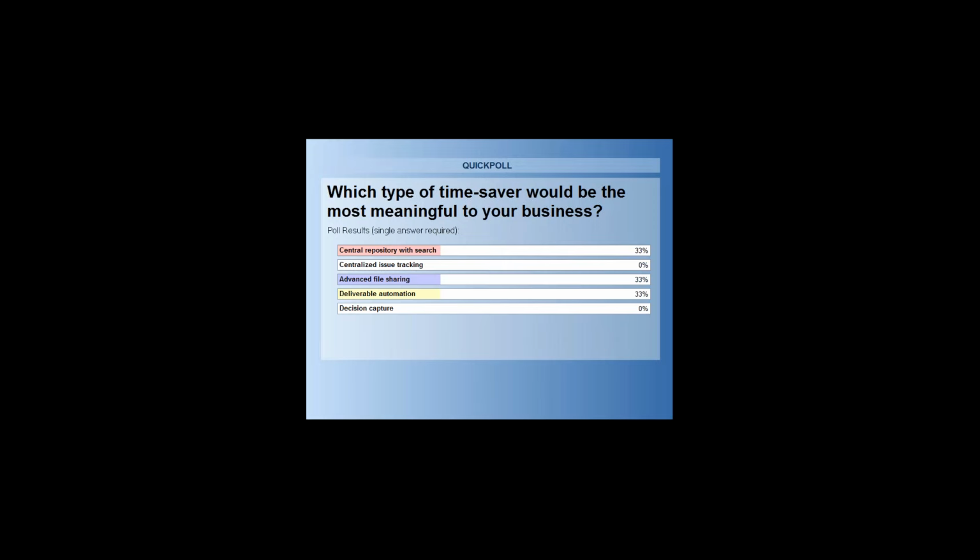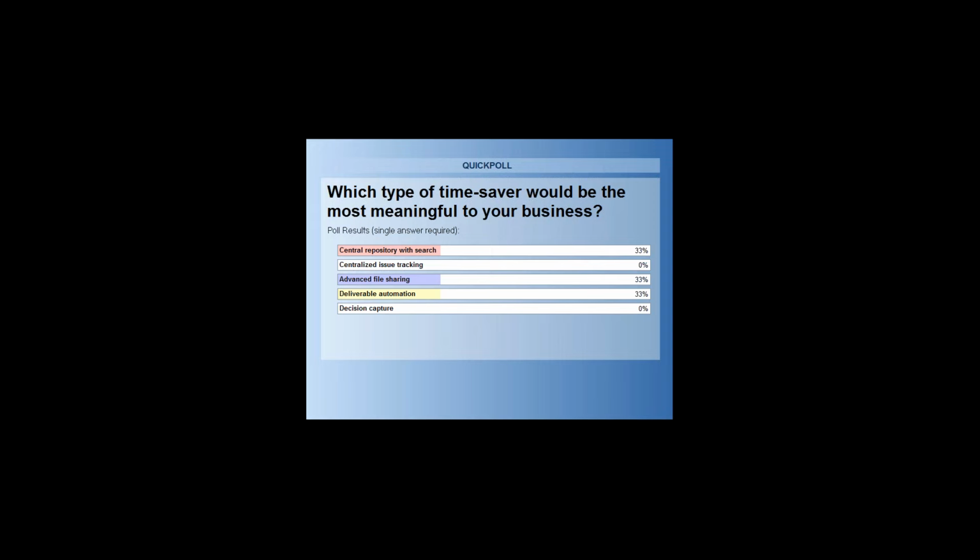Okay, Jonathan, it looks like we have some results in, and interesting. Maybe you have to talk a minute on each one of these topics, but it's split 3 ways: central repository with search, advanced file sharing, and deliverable automation.